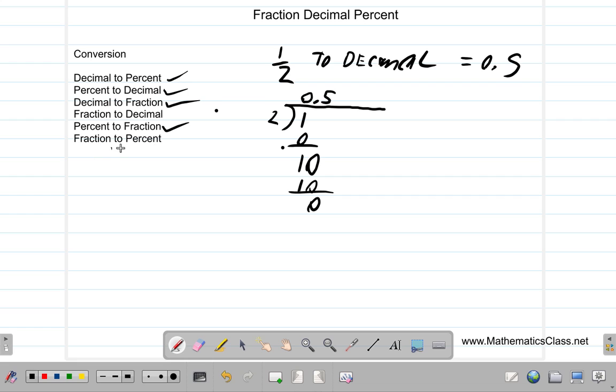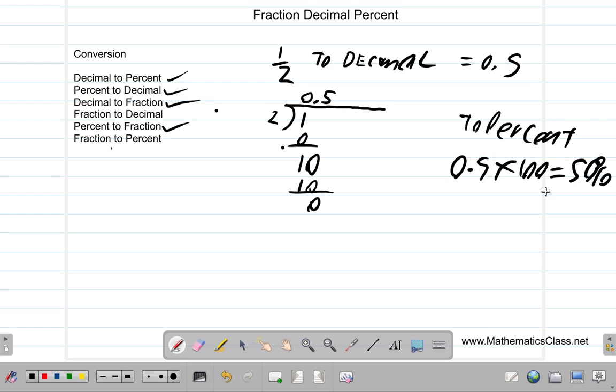Now if you want to convert that to percent, you say 0.5 times 100, and that gives you 50%. Alright? So you convert the fraction to decimal and the decimal to percent, because from fraction to percent, you go through decimal and then to percent. Let's try another example.